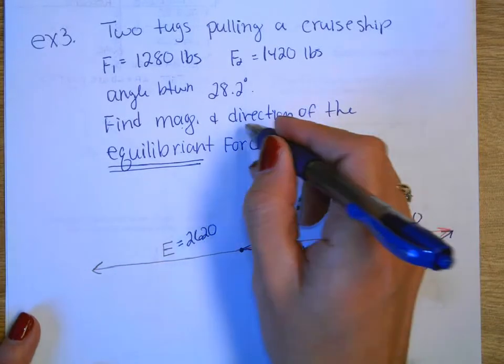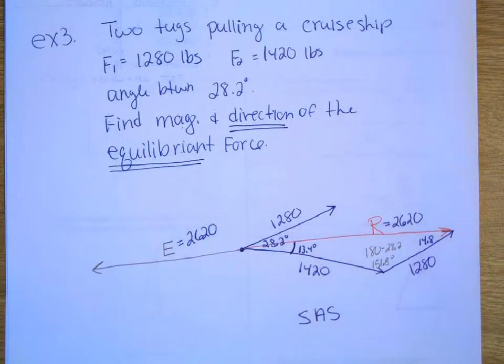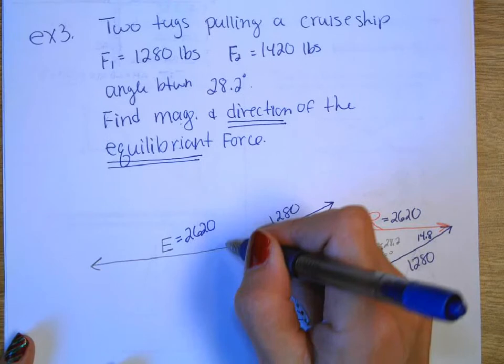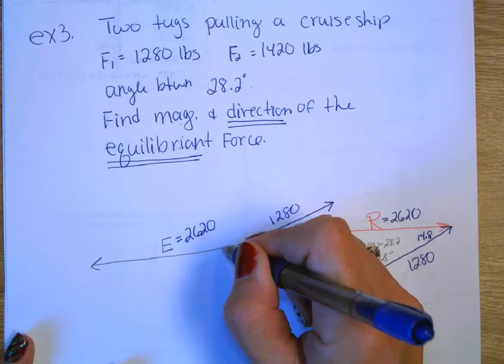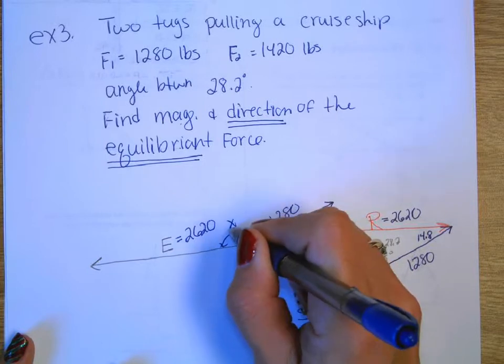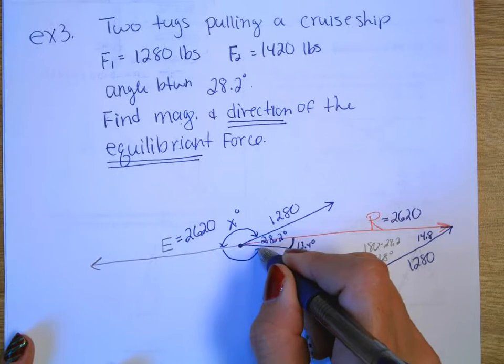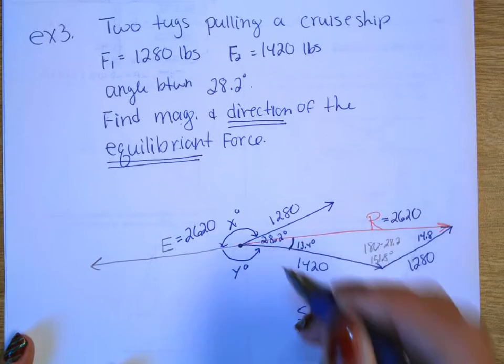Now the direction. What do they mean by direction? They don't mean the actual direction, because I have no idea which way these boats are actually going in the water. So what they want you to give is, and I wish they'd say it better in the book, and they don't, the angle between the equilibriant and either force 1. You can give me this angle, or what's the angle between the equilibriant and force 2. One or the other is what they're looking for.